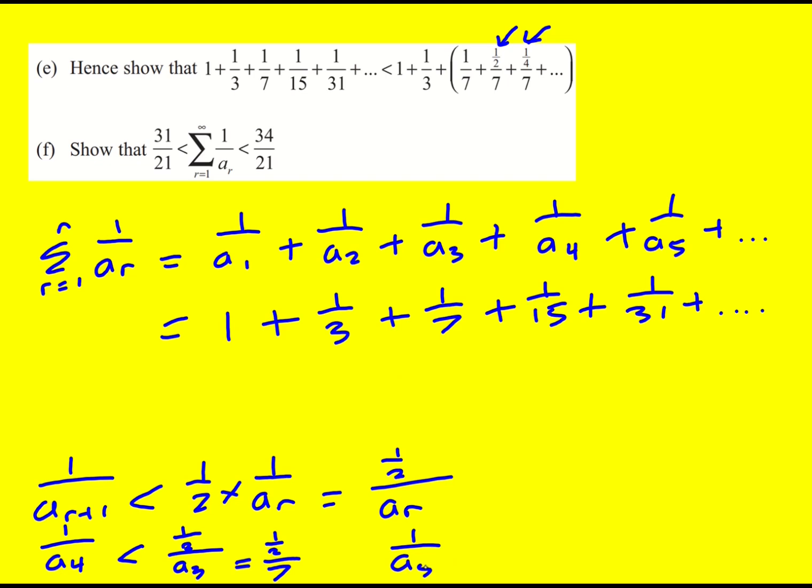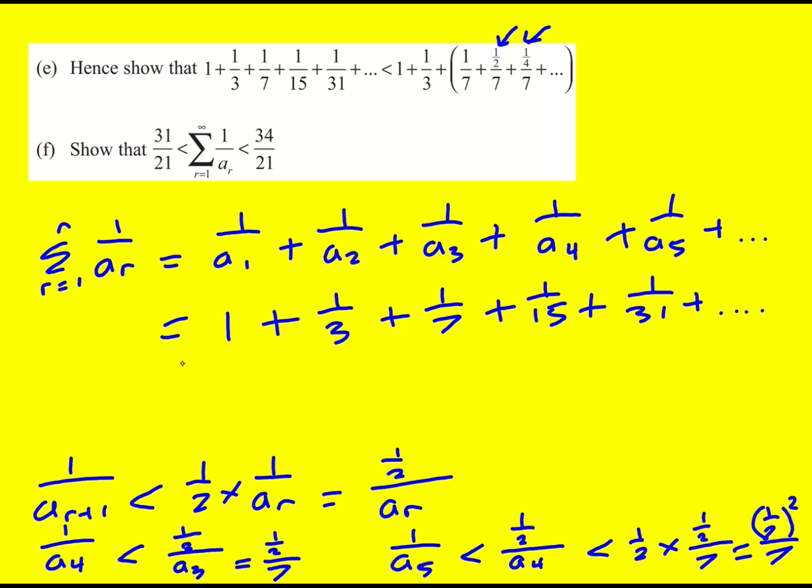1 over A_5 is going to be less than a half over A_4. But remember, that was less than a half times a half over A_3, which is a half over 7. So this becomes a half squared over 7.